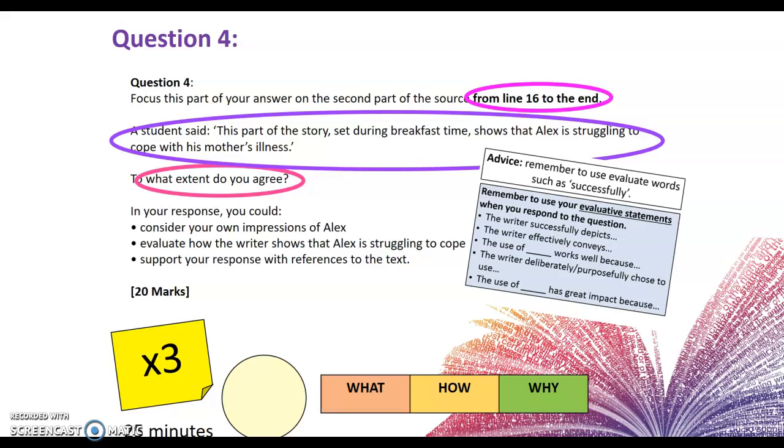You're looking to be writing what, how, why paragraphs, making sure that you link to the statement in the what. So Allende conveys how Alex is struggling to cope, or Allende shows that Alex finds it particularly difficult that. And you should really be aiming to do about 3 of those. Because it is a 20-mark question, you need to make sure you leave enough time for yourself to do this question, so you are looking at 25 minutes here.